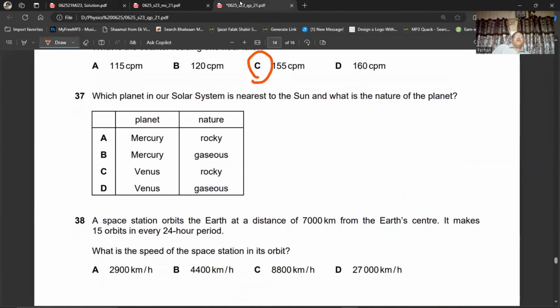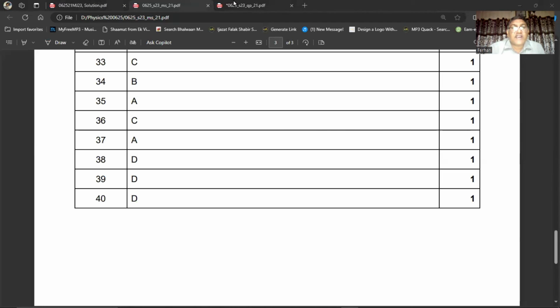Question number 37. He says, which planet in our solar system is nearest to the sun and what is the nature of the planet? So you know the names of the planets: my very educated mother just served us nachos. This is how you remember those names. So the planet nearest to the sun is Mercury. And Mercury is rocky. So A is the choice. The first four planets are rocky. So I think question number 37, A is the right choice.